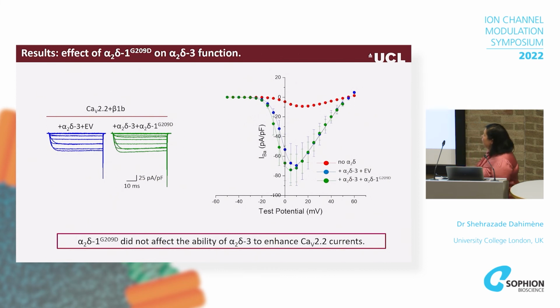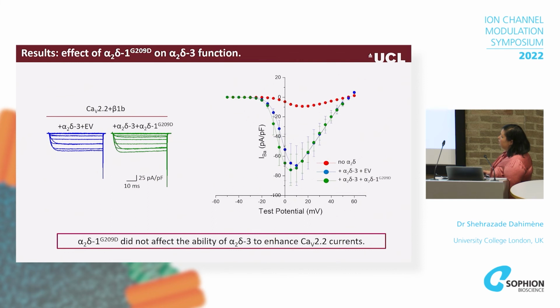Finally, we wanted to know whether the mutant alpha-2 delta-1 would interfere with the function of other alpha-2 delta, as we know that sometimes more than one alpha-2 delta is expressed in the same cells. So for that we did the patch-clamp technique, where we express CaV2.2 together with the beta subunit, and alpha-2 delta-3. We used empty vector compared to the condition where alpha-2 delta-3 is co-expressed with the mutant alpha-2 delta-1.